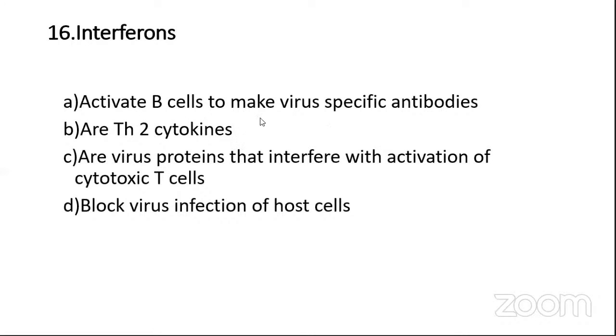Interferons activate B cells to make virus specific antibodies, are Th2 cytokines, are virus proteins that interfere with the activation of cytotoxic T cells, block virus infection of host cells. C. Which one? They block the virus infection. Interferons are produced by virally infected cells to inhibit the translation protein, TIP, translation inhibition protein.